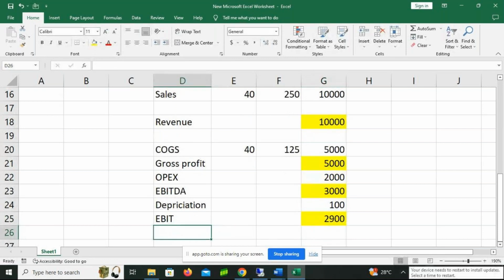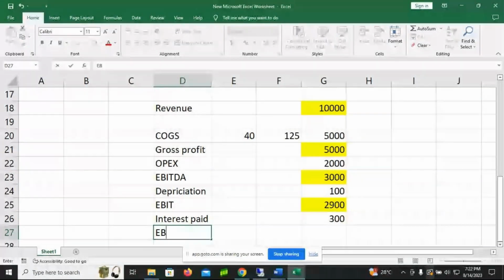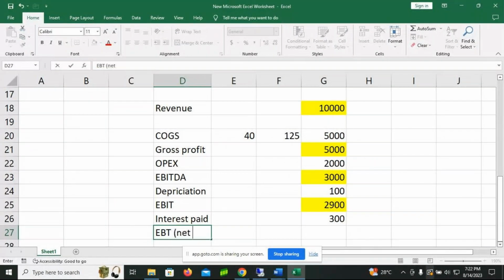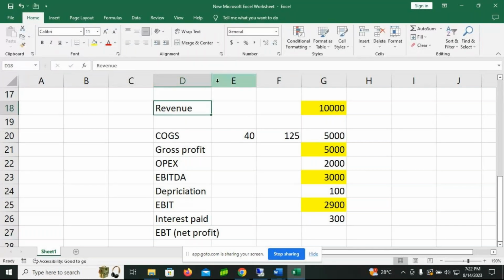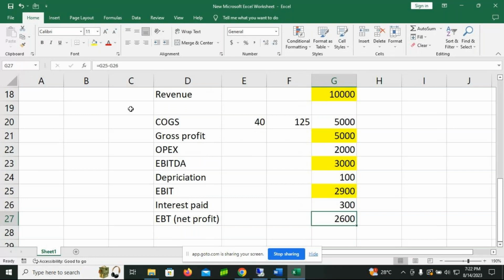Next, interest. So interest paid. I'm going to pay the interest. Randomly I'm taking the value, it is 300. So EBT or net profit will be equals 2,900 minus 300. So EBT will be 2,600.